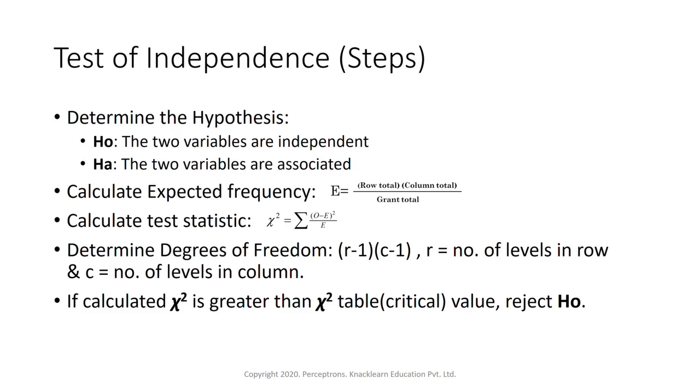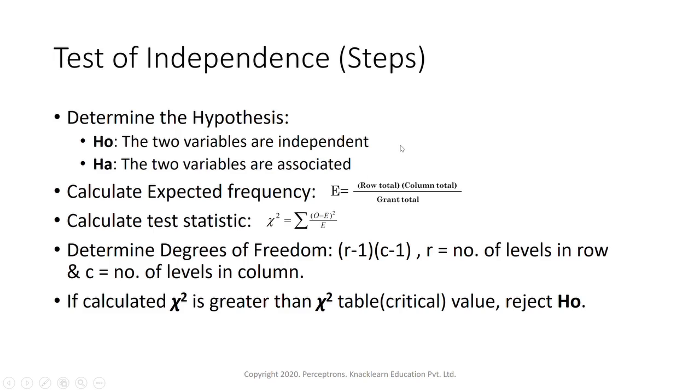So the first thing is we have to determine the hypothesis. Here the null hypothesis would be that the variables are independent. By default, the null hypothesis says that the variables are independent. The alternate hypothesis would be that the variables are associated. So the alternate would be that they are associated.